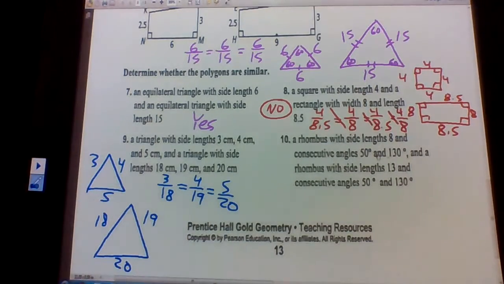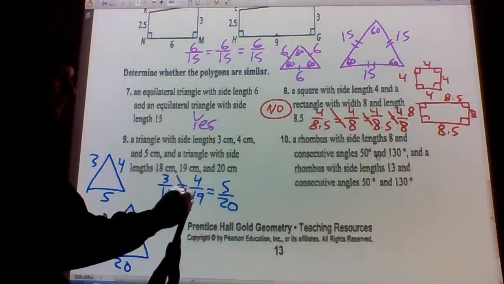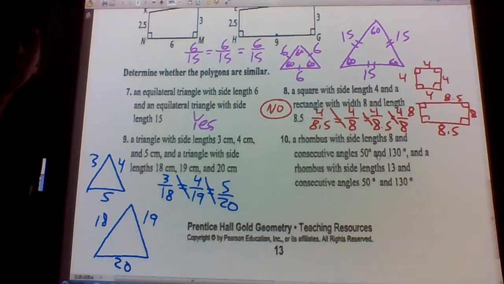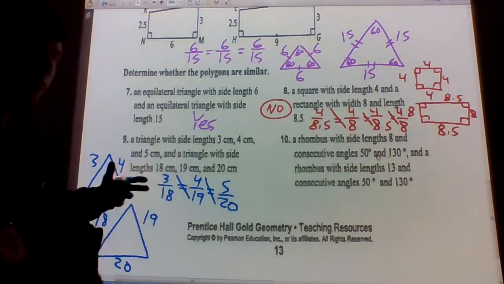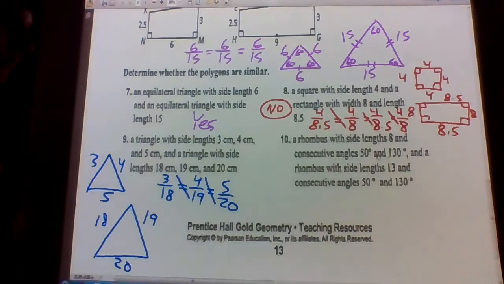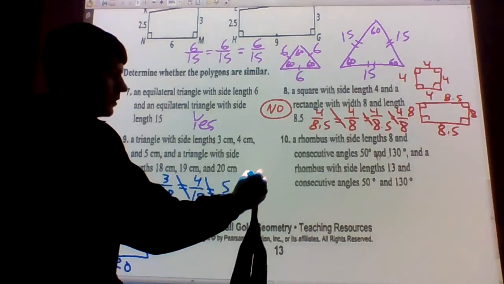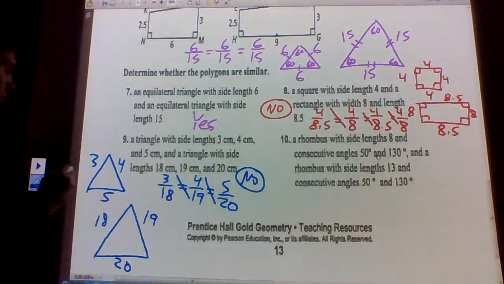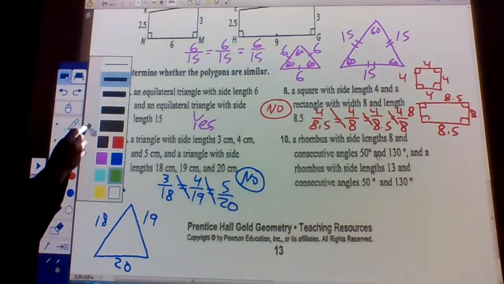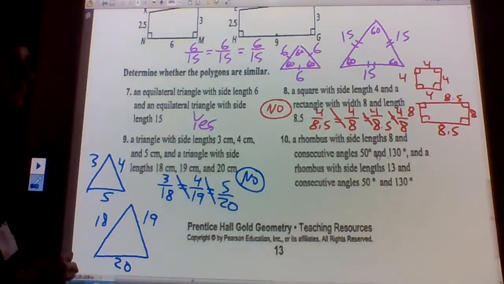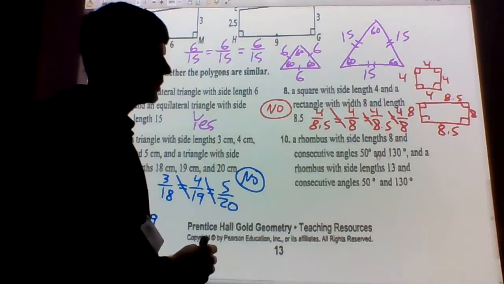But if you put these in your calculator, you're going to find that these ratios are not equal. Since the ratios are not equal, the sides are not proportional. The ratios of the corresponding sides are not equal, therefore the sides are not going to be proportional. So this one's also a no.